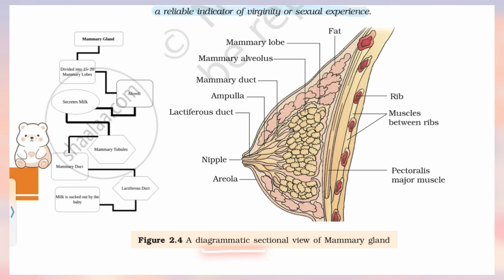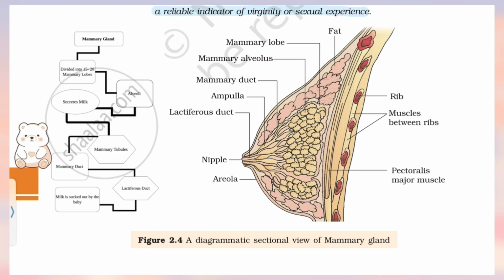The next is the diagrammatic sectional view of the mammary gland. The large glandular units are the mammary lobes. Each mammary gland consists of several lobes. Each mammary lobe is further divided into smaller units called mammary lobules, and these lobules contain milk-secreting cells called alveoli. Within the lobule, we see secondary mammary tubules.